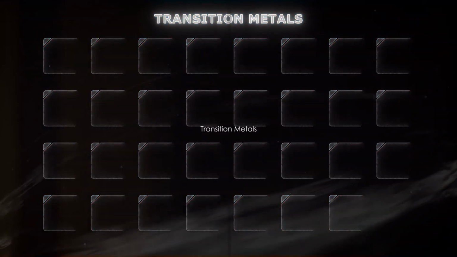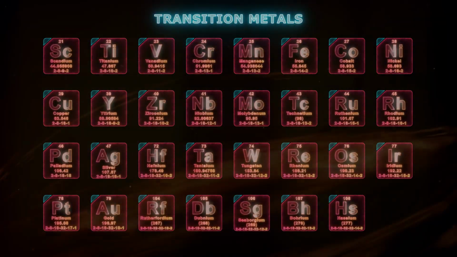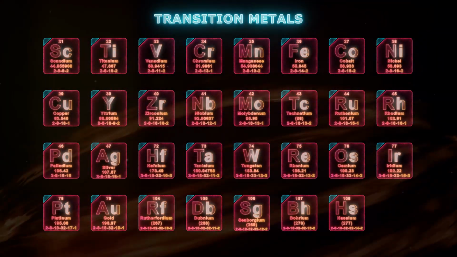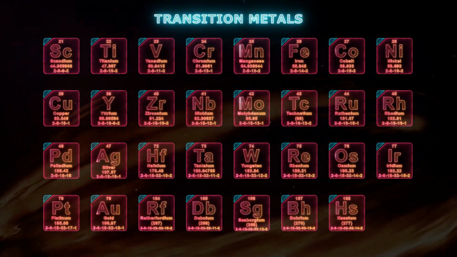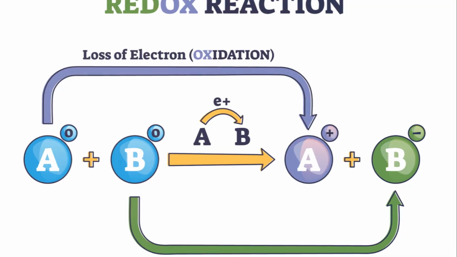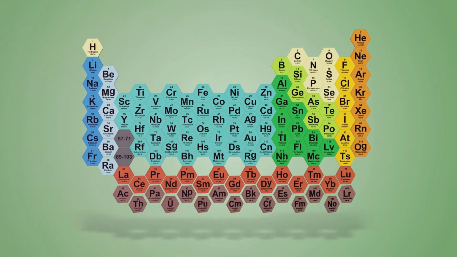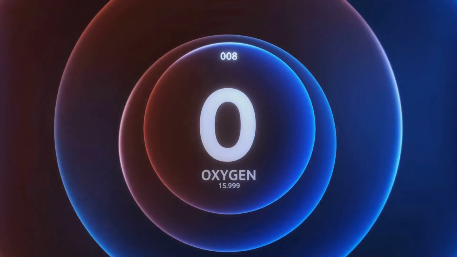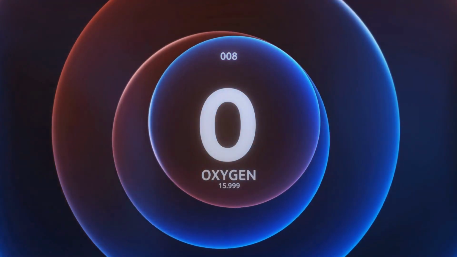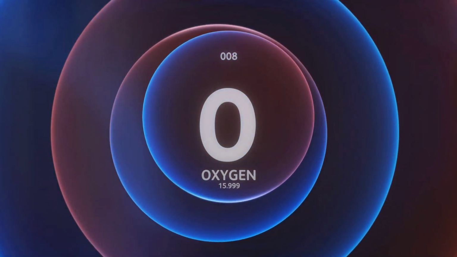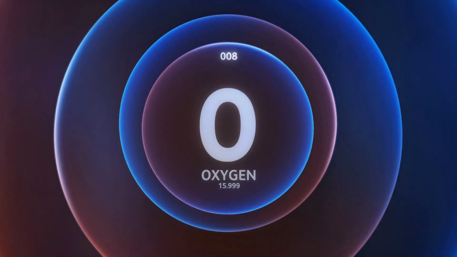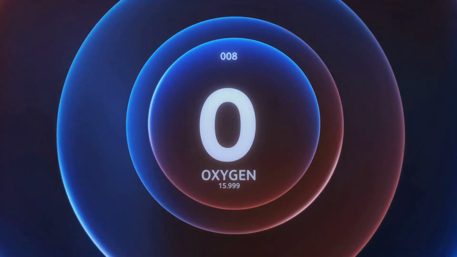Moving right along, we encounter the transition metals. These are the middle children of the periodic table, located in groups 3 through 12. Now, what's so special about these metals? Well, let's dive in. Transition metals are known for their variable oxidation states. In simpler terms, they can lose a varying number of electrons when forming compounds. This is a significant departure from other elements that have fixed oxidation states. This ability gives transition metals a certain versatility, allowing them to form a wide range of compounds with different properties.